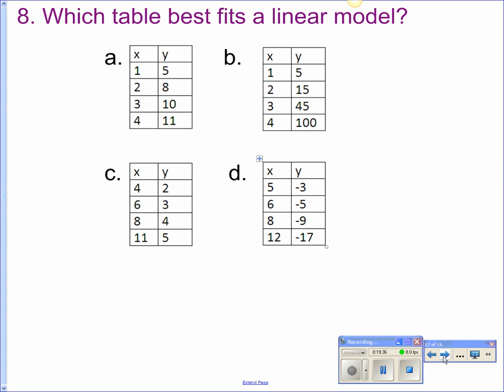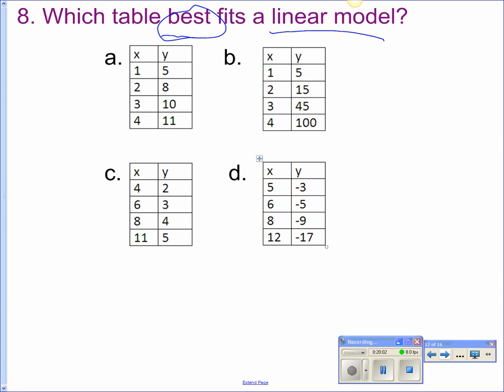Everybody put your pencils down. This one says, which table best fits a linear model? And you have 4 different tables. The one that best fits a linear model is going to be the one that is either $1 or negative $1, because that's the biggest it can be.